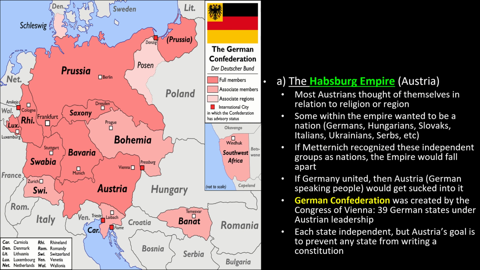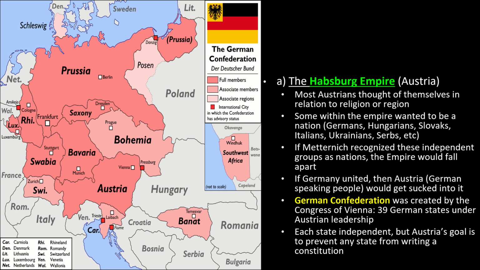Now, ideally, in the German Confederation, under the rules of the Congress of Vienna, every state was supposed to be kind of independent, but with the understanding that Austria is going to kind of be in charge. And Austria's goal is to keep all of these different states under control and keep liberal ideas from sliding into these states, because if liberal ideas start coming in and people start wanting to write constitutions, ooh, that's a threat to conservative leadership, right?